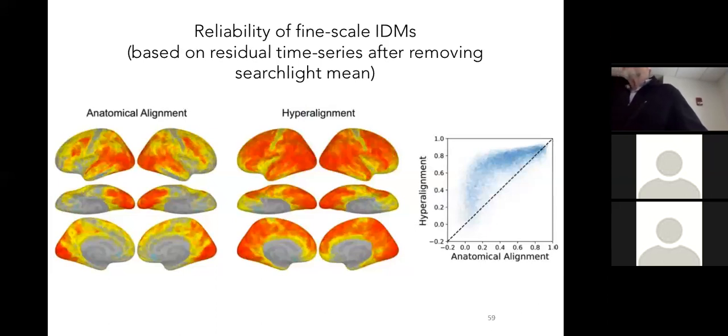So what this seems to be doing is that by removing individual differences that are due to idiosyncrasies of cortical topography, it allows us to see more clearly the underlying information that's encoded in this cortex. And we know that fine scale information is where interesting things reside, like the fine scale distinctions between visual stimuli and whatever is going on in frontal and parietal cortices.